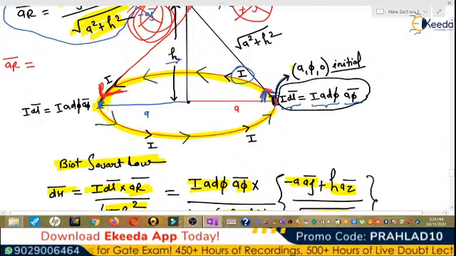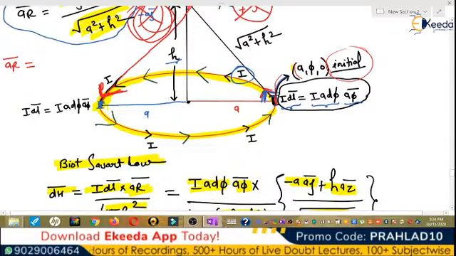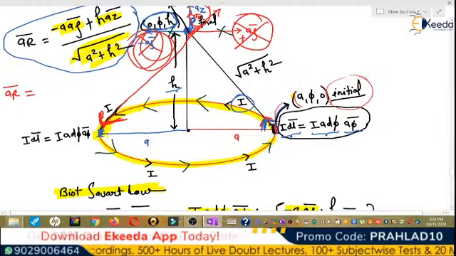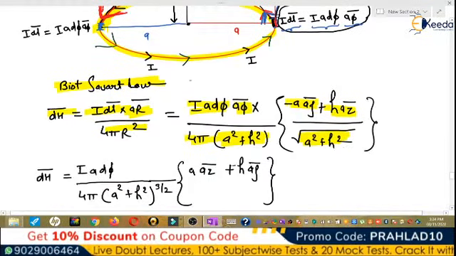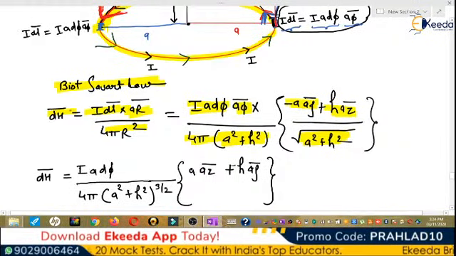The coordinate of this point is (A, phi, 0). This is our initial point, and we have to calculate magnetic field at this point. So according to Biot-Savart law, dH vector is I dl vector cross a_R vector by 4 pi R square. So dl vector is A d phi a_phi vector cross a_R vector.